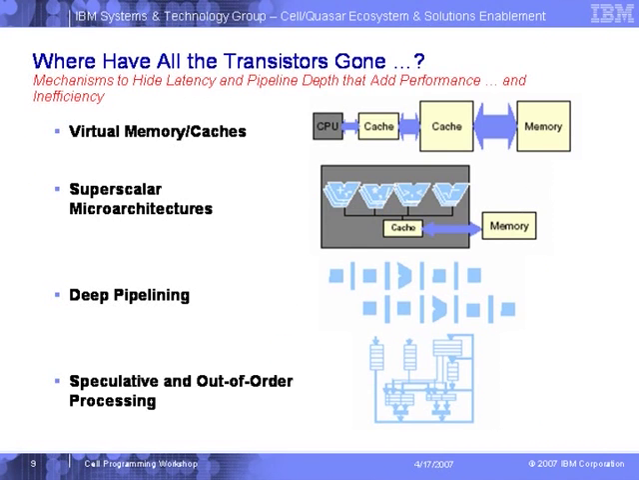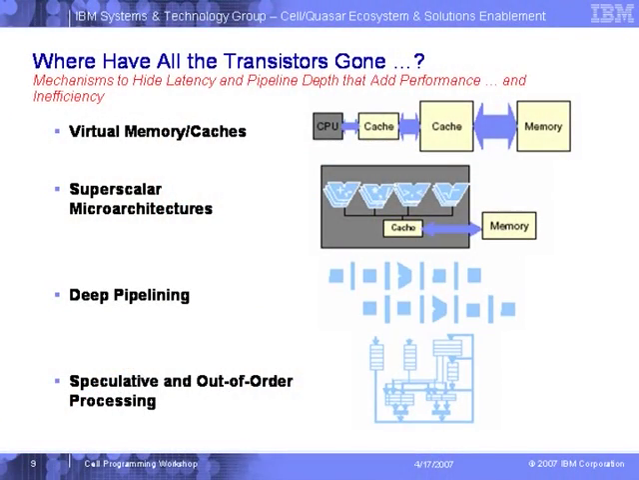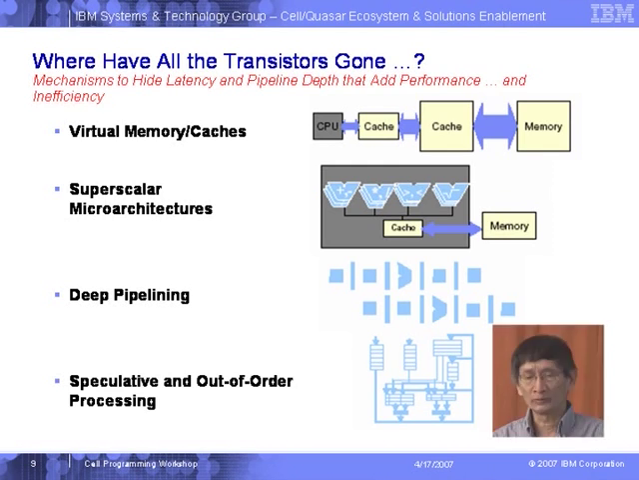Where did the transistors go? From the first day, back about 10 or 15 years ago when IBM created the first PC, the first CPU was very simple. There was only 64K bytes of memory, no level 1 cache, no level 2 cache, nothing. There was no virtual memory support, no superscalar microarchitecture and so on. Now we introduce the CPU cache layers, and the superscalar microarchitecture to support more units, and deep pipelining.